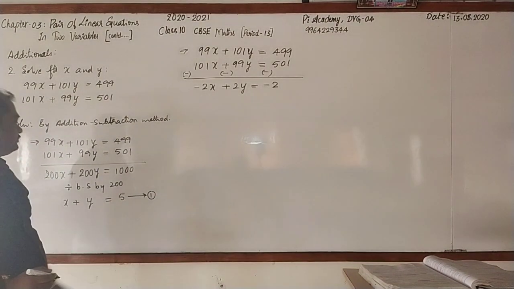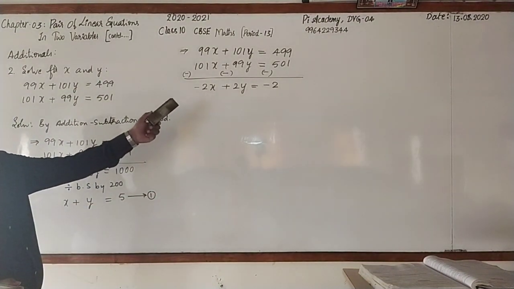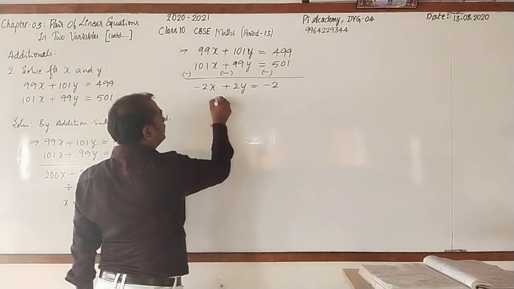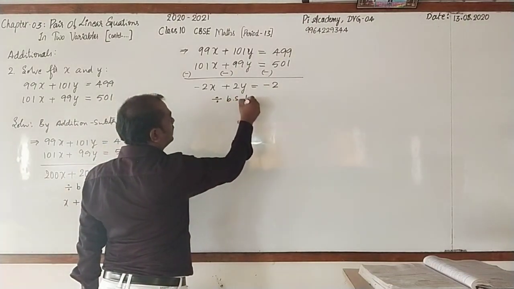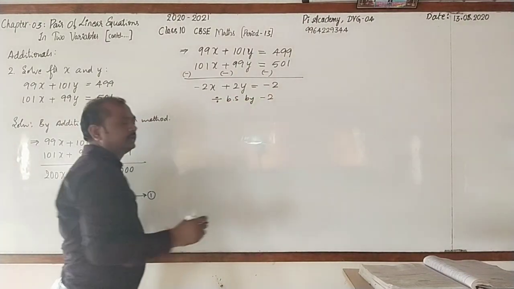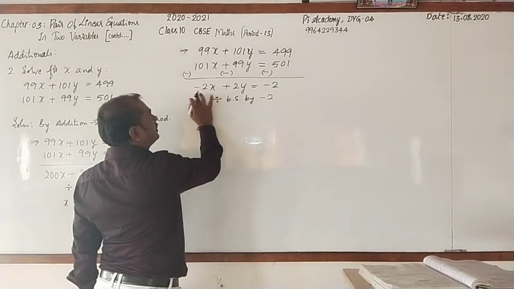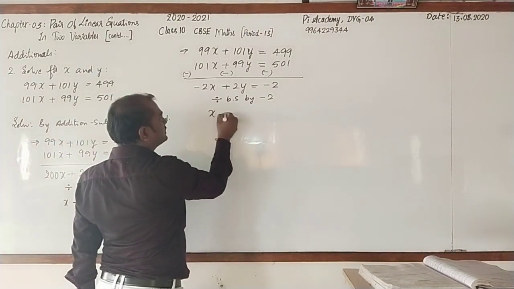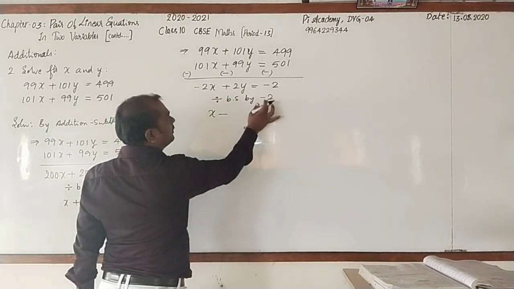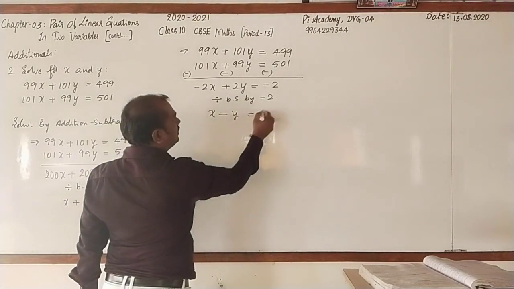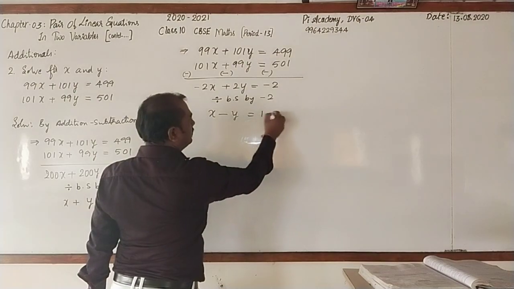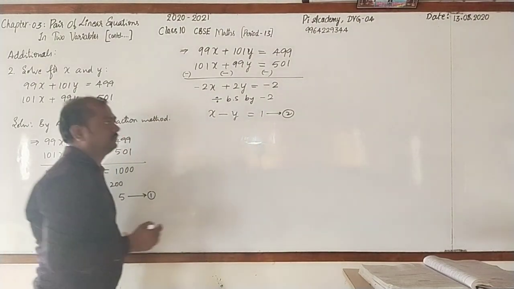Now here the common factor is 2. Hence you can divide both sides by either plus 2 or minus 2, however you want. I have taken minus 2. Then it will be x, and 2y by minus 2 gives minus y. Minus 2 by minus 2 is 1. You may call it the second equation: x minus y equals 1.